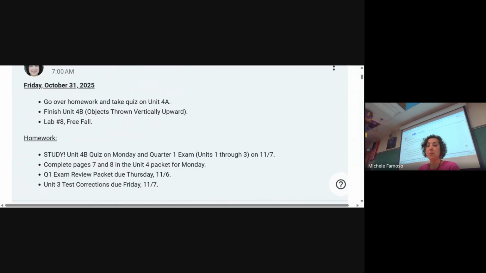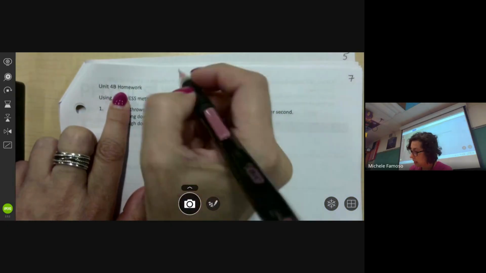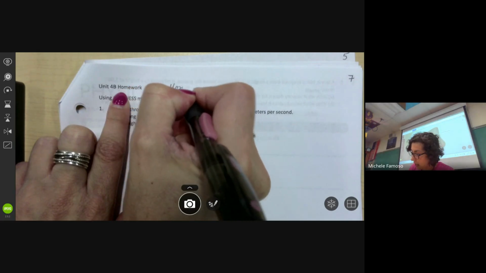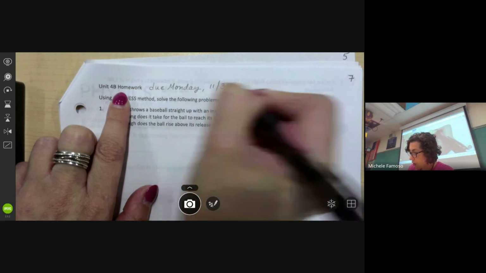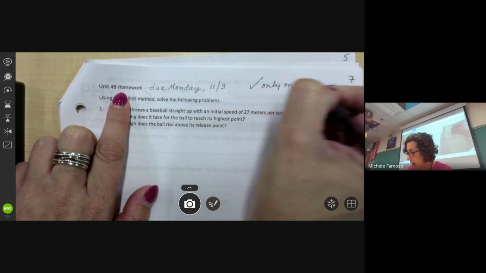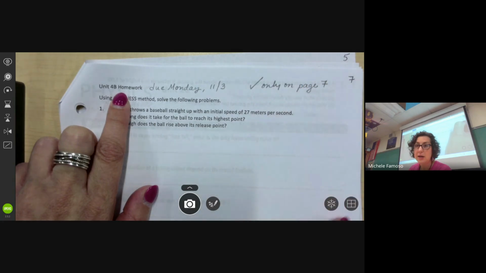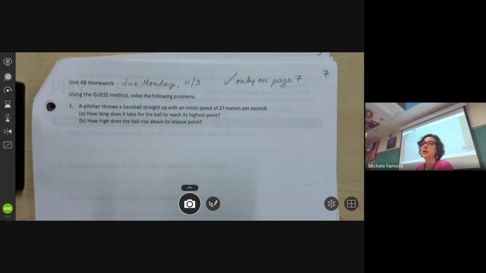Your assignment for tomorrow, Monday, is pages 7 and 8. You're going to do your check steps just on page 7, not on page 8. Let's make a note of that. On page 7, you'll see this is the homework for unit 4B. This is due Monday, which is November 3rd. You're going to do the check only on page 7, not on page 8, but you do need to do pages 7 and 8.